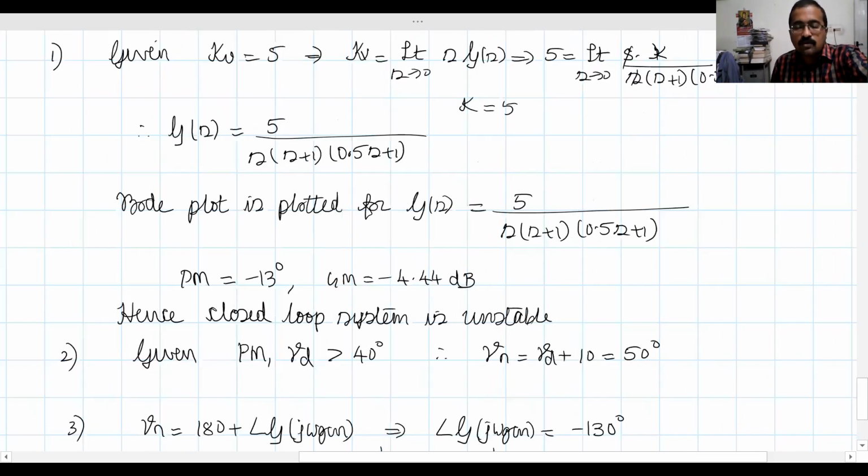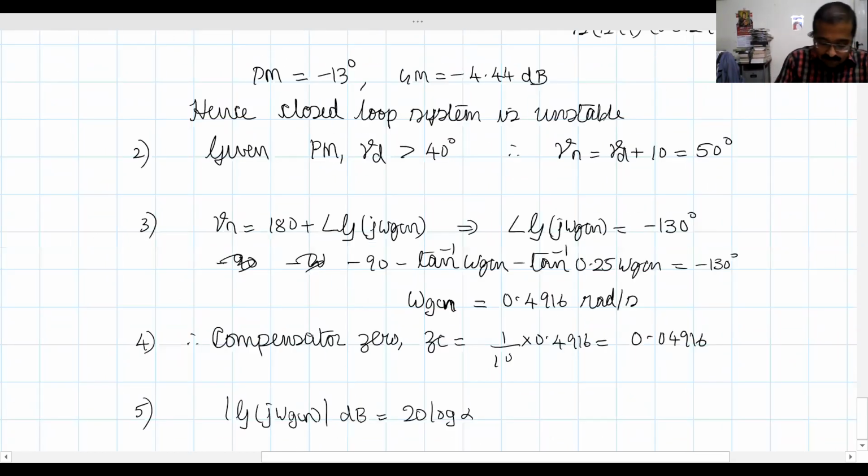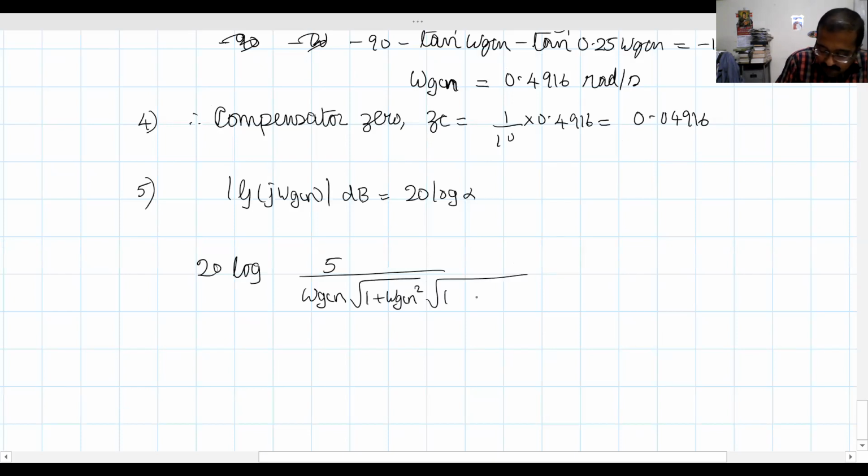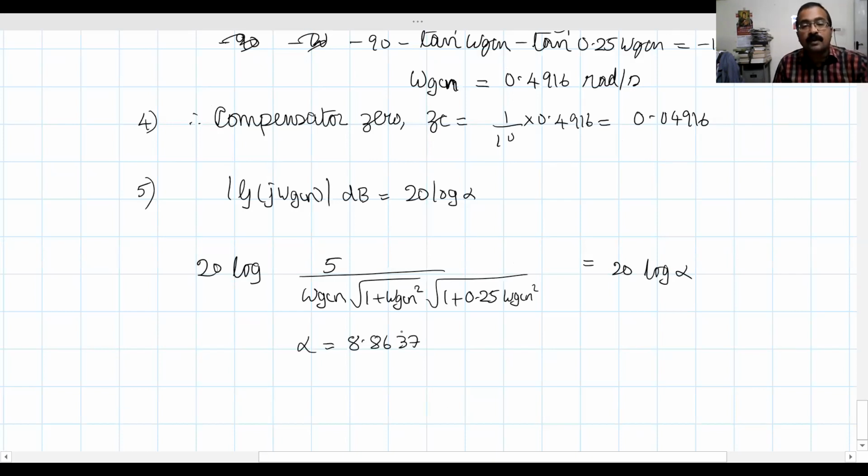The transfer function is given, right? So the gain in decibels means 20 log of 5 by omega GCN into root of 1 plus omega GCN square into root of 1 plus 0.25 omega GCN square. Omega GCN we have already found, 0.4916. You can substitute that. That must be equal to 20 log alpha. If you solve this, you will get your alpha as 8.8637. Okay, what next?